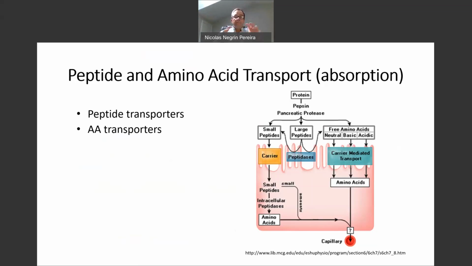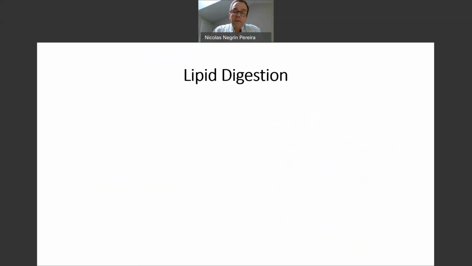So we have, again, in the intestinal cells, peptide transporters and specific amino acid transporters. Now, let's get into lipid digestion. In this case, it's a more complex digestive process because it implies the breakdown of triglycerides and the re-esterification of triglycerides from the basic monoglycerides and free fatty acids in the endoplasmic reticulum within the cell.